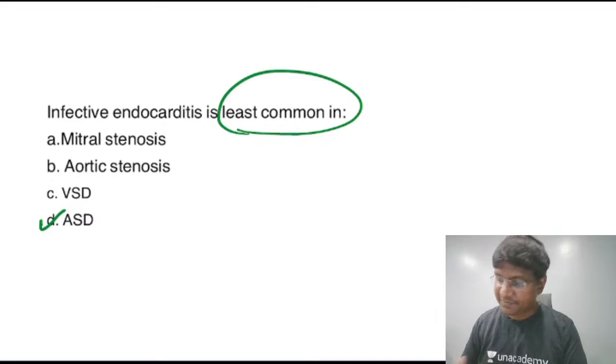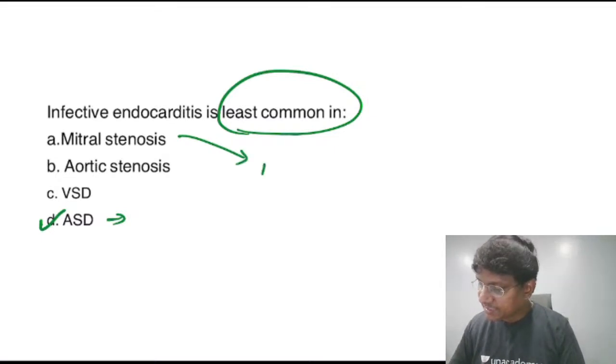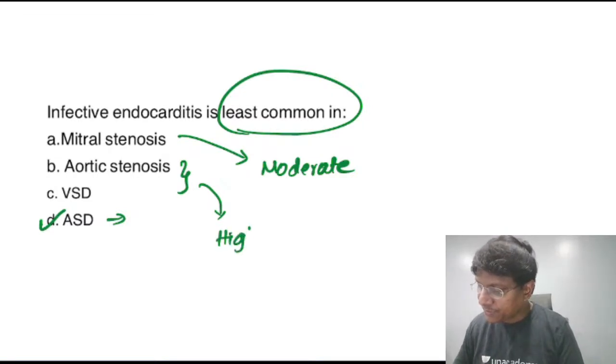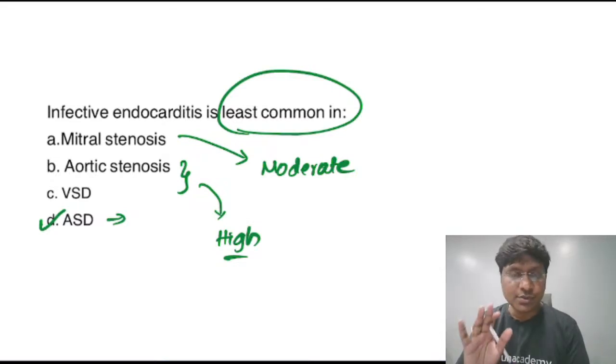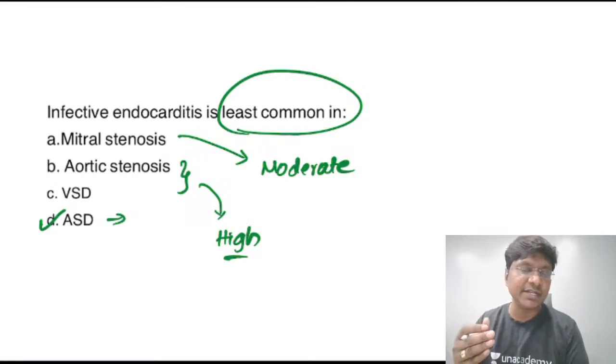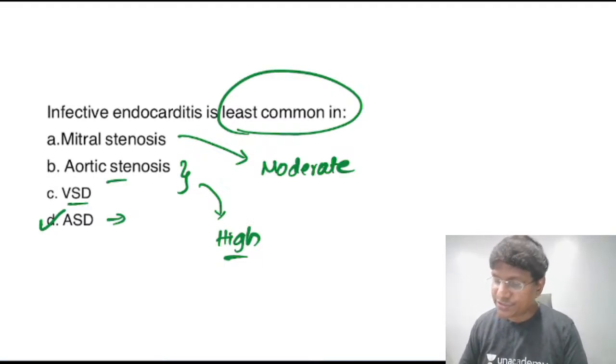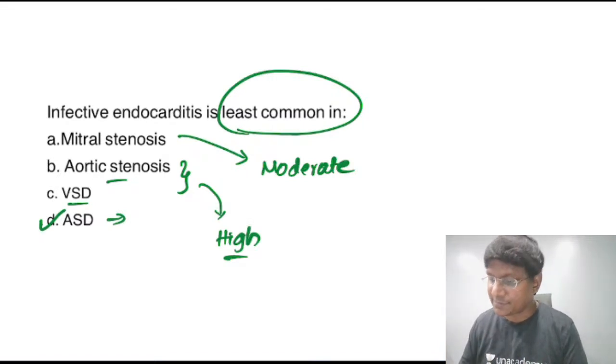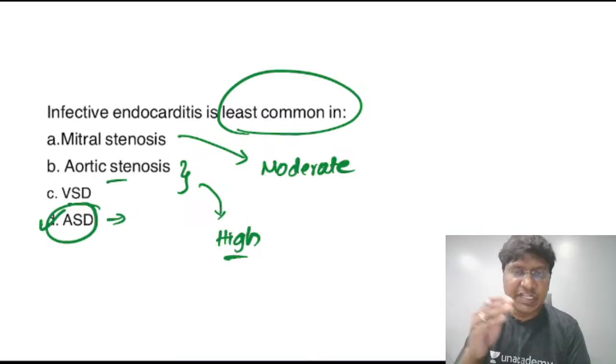In atrial septal defect, the chance of developing infective endocarditis is low, whereas in mitral stenosis the chance is moderate, and in aortic stenosis and ventricular septal defect the chance is high. The concept to remember is that lesions with a high pressure gradient across them, like aortic stenosis and ventricular septal defect, are at high risk of infective endocarditis, while lesions with a low pressure gradient have a low risk.